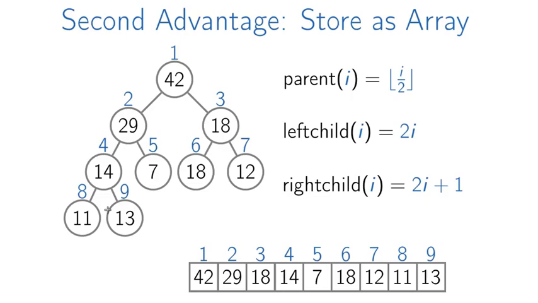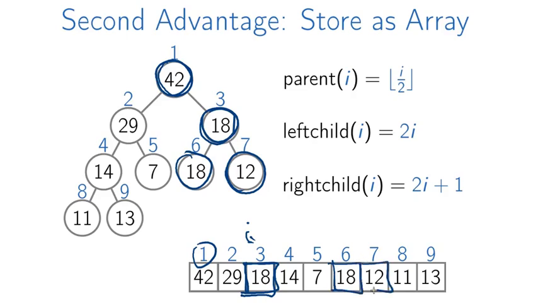Again, to give a concrete example, assume that we are talking about vertex number 3. So in this case, i is equal to 3. To find out the number of its parent, we just divide i by 2 and round down. So this gives us vertex number 1, and indeed vertex number 1 is the parent of vertex number 3. And to find out the numbers of its two children, we just multiply i by 2 and also multiply i by 2 and add 1. This gives us, in this case, vertex number 6 and vertex number 7. So we know its indices in the array.